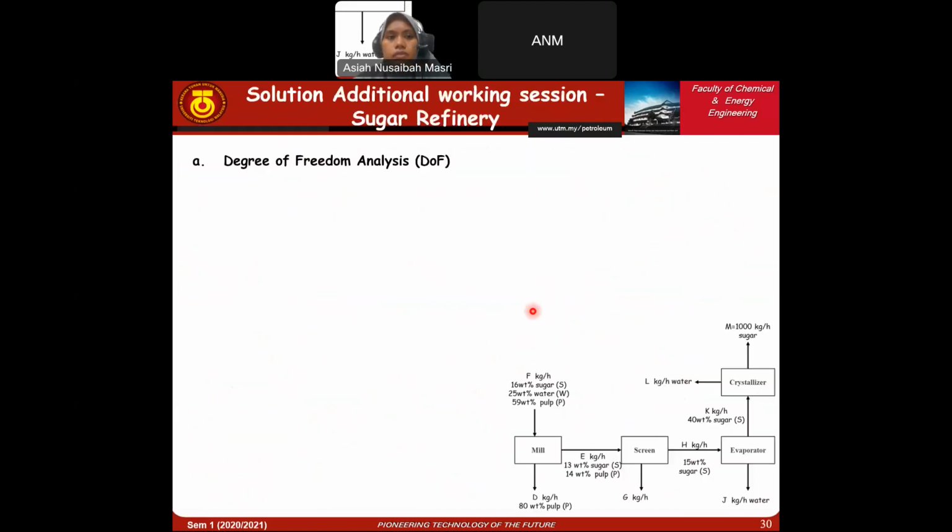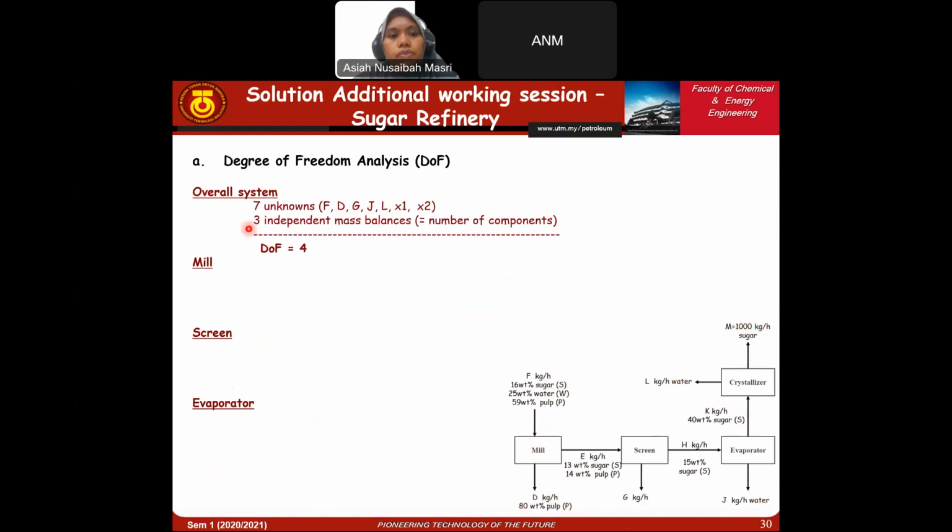Okay. So now the first task is to find the degree of freedom. We have to do the degree of freedom for all the units here and also for overall. So if we consider overall, then how many outputs we have, how many inputs we have. Here we have one input, then 1 output, 2 output, 3 output, 4 output, 5 output.